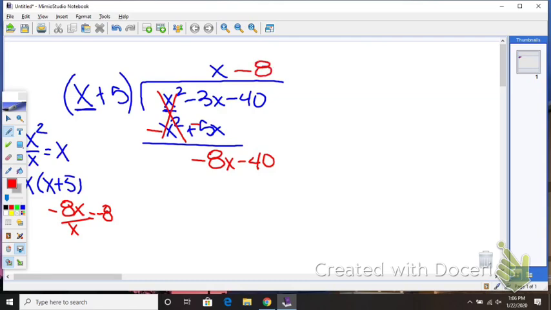Multiply my negative 8, so I get negative 8x minus 40. Then I need to change my signs. So this becomes plus and that becomes plus, so I get a remainder of 0. So that's my answer. Yay.